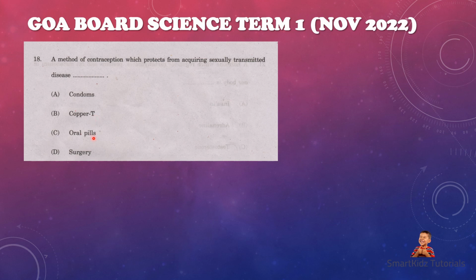Same goes for oral pills. These are contraceptives which are designed to prevent pregnancy. You have surgery, which over here obviously in this context would be referring to either vasectomy or tubectomy. Either of these are not going to protect you from sexually transmitted disease. So the only one over here should be condoms.